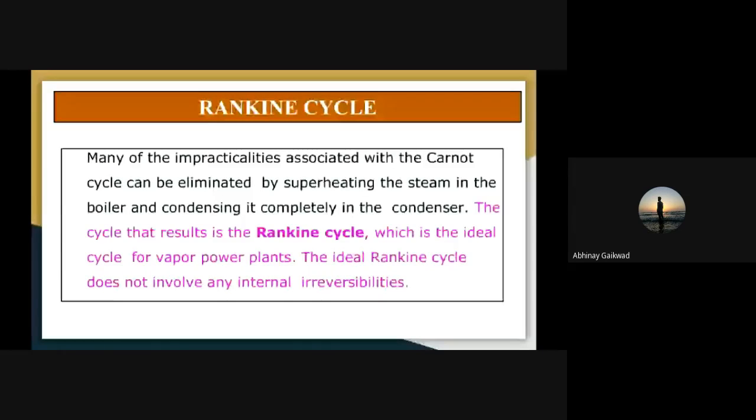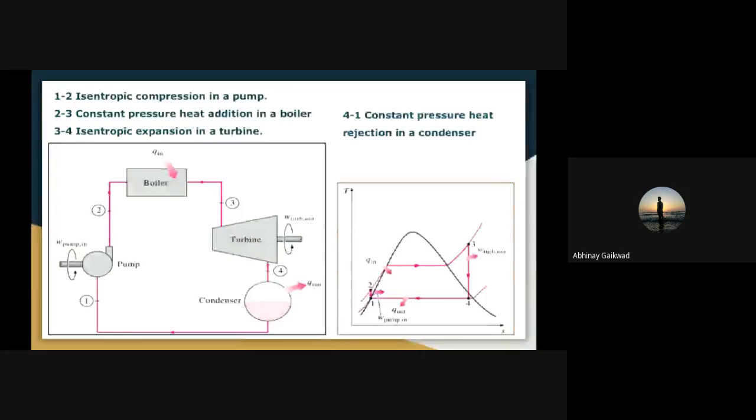Look at this diagram. As we know, there are four processes. 1 to 2 is the isentropic compression in the pump. 2 to 3 is the constant pressure heat addition in the boiler. Then 3 to 4 is the isentropic expansion in the turbine. And the last, the fourth one, is heat rejection in the condenser.